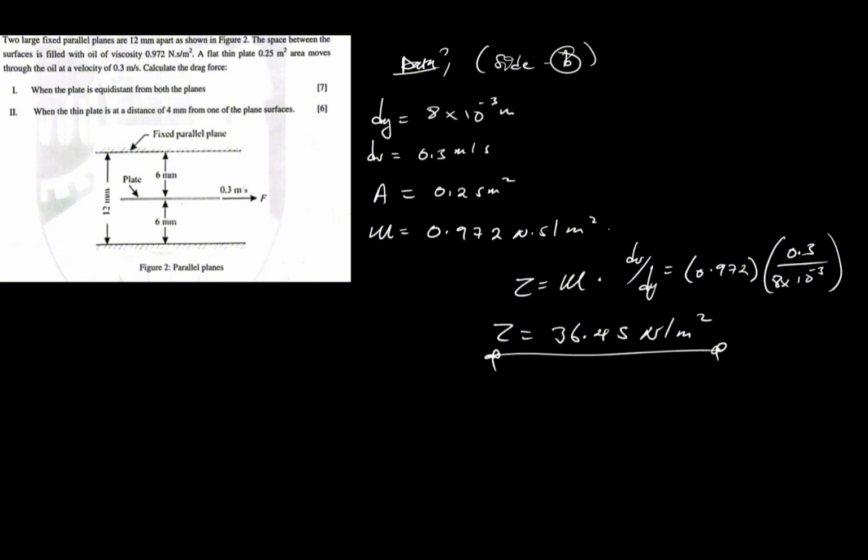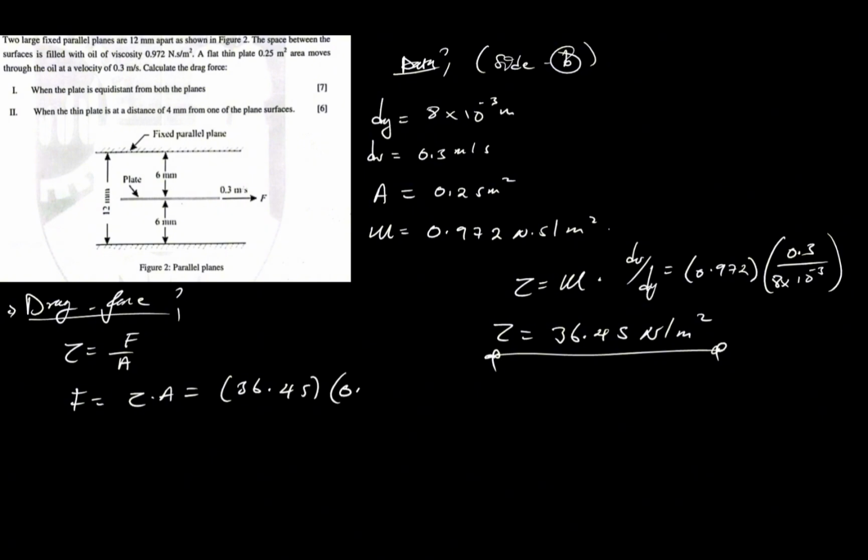Now, remember the question is asking for the drag force. So we'll find the drag force by relating the formula for shear stress, which is force over area. This tells us that the force is equal to shear stress times the area. So the shear stress found is 36.45 and the area is 0.25. So the drag force is now going to be 9.1125 newtons. This is correct to 4 decimal places.